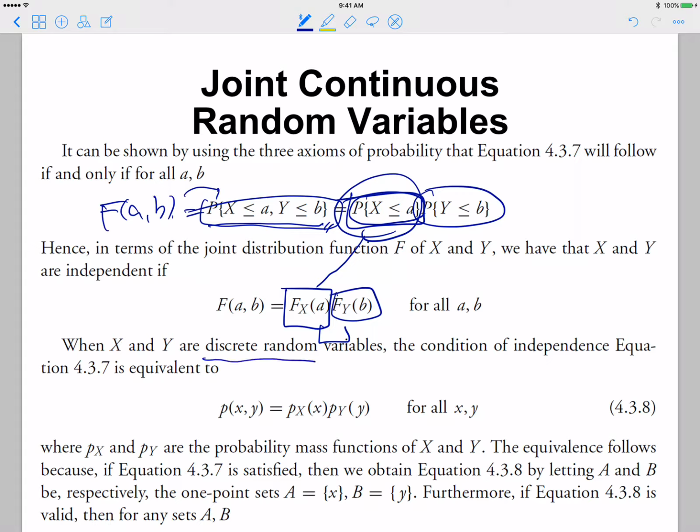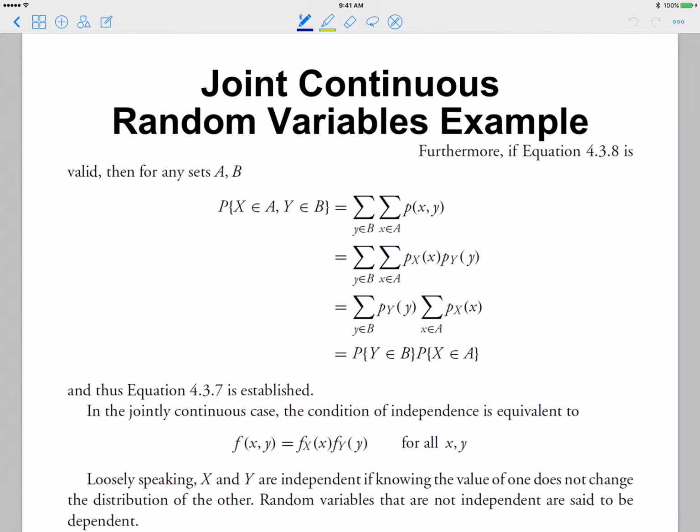In the case of a discrete random variable, we consider the probability mass function. So the joint probability mass function, which is the probability of X being small x and Y being small y, is just represented as the product of these two.